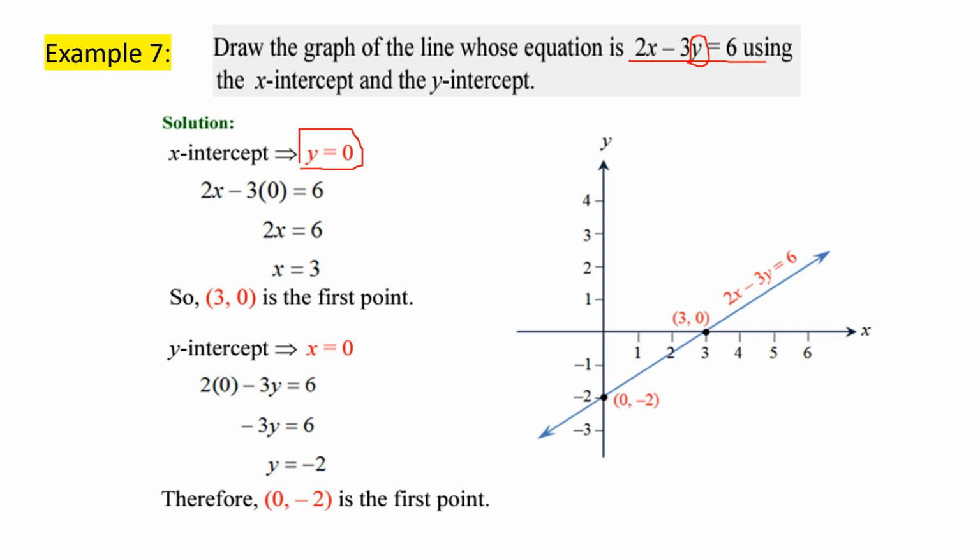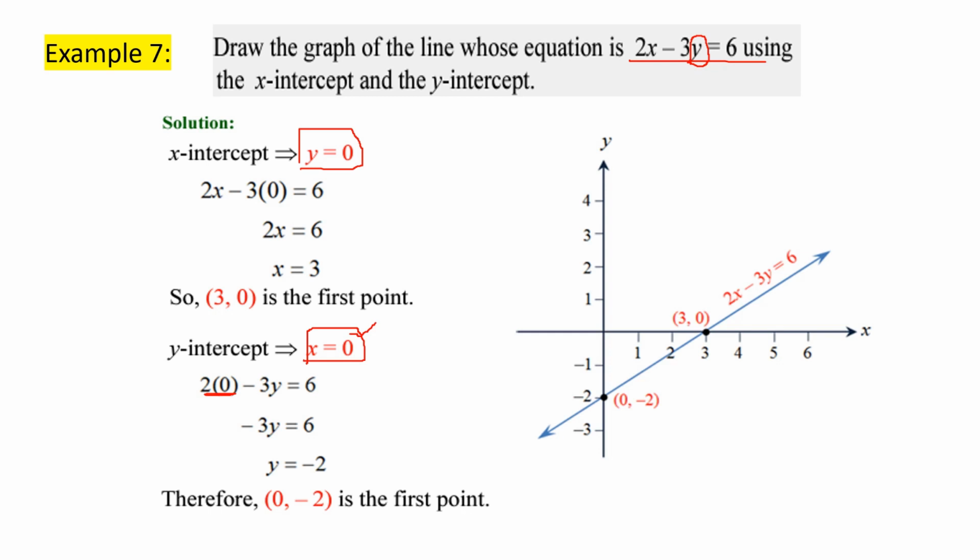And the next one, y-intercept, means x equals 0. So in the same equation, you need to replace only x by 0. Here y we have to keep as y. Don't replace y by 0 here. Only replace x equals 0. Then minus 3y equals 6, and from that y equals negative 2.